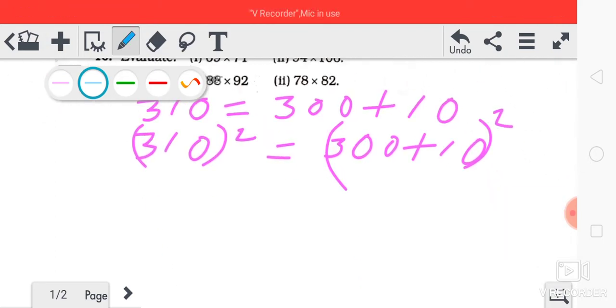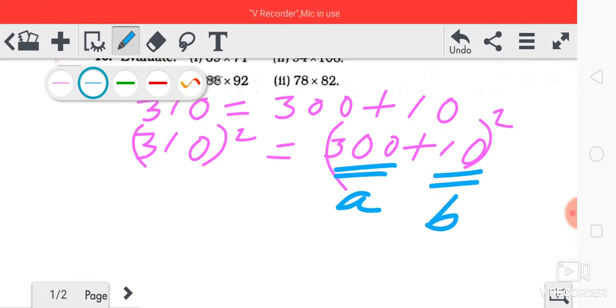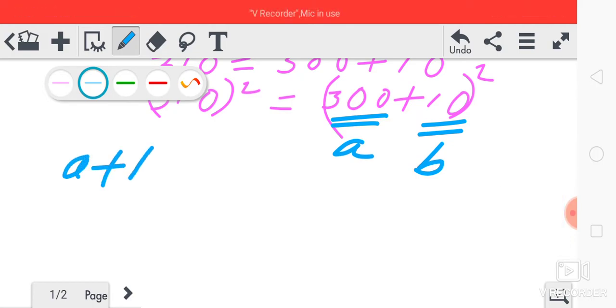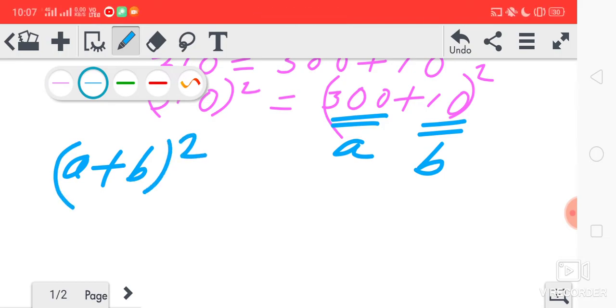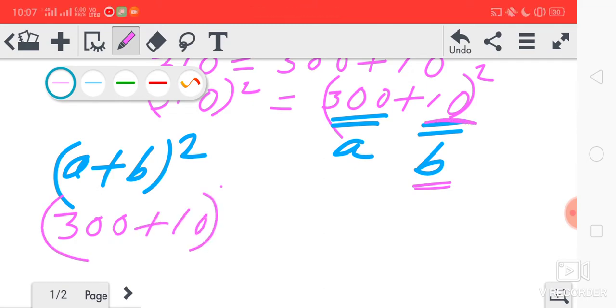Now this 300 we can consider as A, and this 10 we can consider as B. So now it is coming in the form of A plus B whole square, isn't it? In place of A, what is there? 300. So in place of A, 300 is there, and in place of B, what is there? 10 is there. So plus 10 whole square. Now A plus B whole square formula, what we know? A square plus B square.